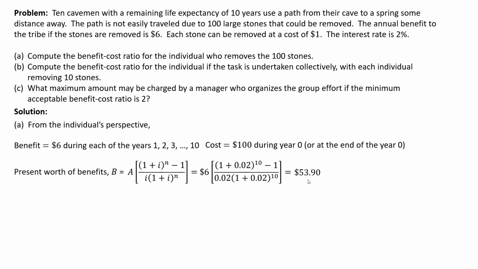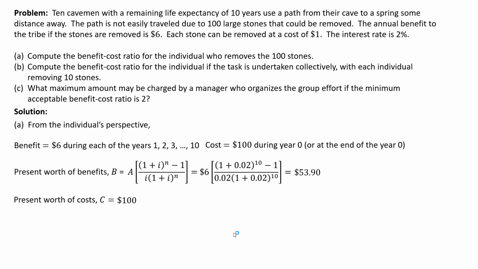equivalent to $53.90 today. Cool. Present worth of the costs. What are the costs? $100. When was it incurred? During t equals 0. So how do we find the present cost of the $100 during year 0? Trick question. Well, it's already a present cost because we are talking about time t equals 0. So the cost is just 100. There's nothing multiplying by some factor or anything like that. It's just 100, right?